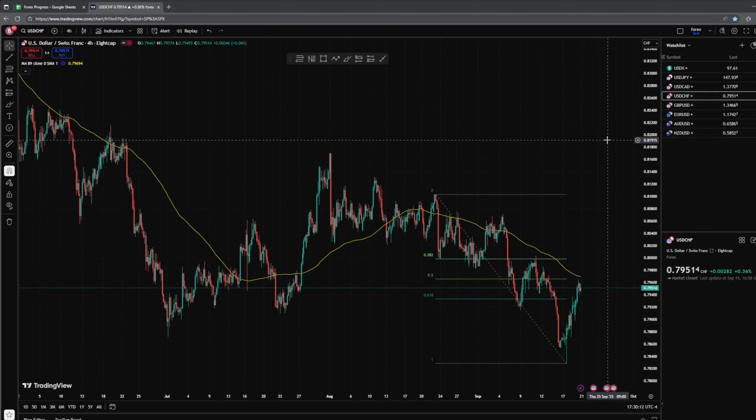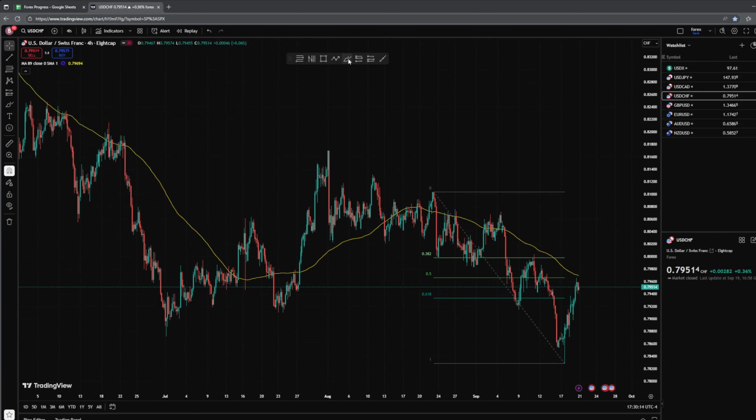Okay, USD Swiss franc. So here we have a nice down leg, retracement, nice down leg, and currently the market has retraced around the 50% zone here. So right now USD Swiss franc looks very good to sell. You can wait a little bit until the market reaches back again into the 50% zone here. Then you're good to sell USD Swiss franc.